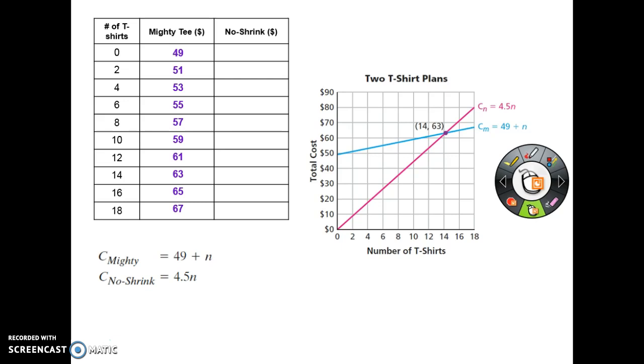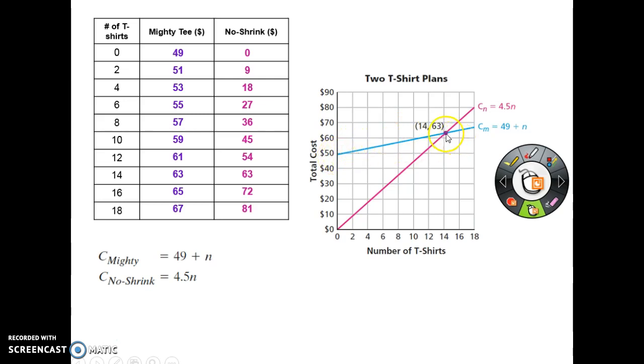For No Shrink, we know that the equation is C equals 4.5N, so you would take the $4.50 and multiply it by the number of shirts, so you would get these answers. If you graph this, you'll see that number of t-shirts is the independent variable, so it goes on the x-axis. Total cost is the dependent variable, goes on the y-axis. And both of these are increasing, but they have different y-intercepts. No Shrink has a y-intercept of (0, 0), so it starts at the origin. And Mighty T starts at (0, 49), because the y-intercept is (0, 49).